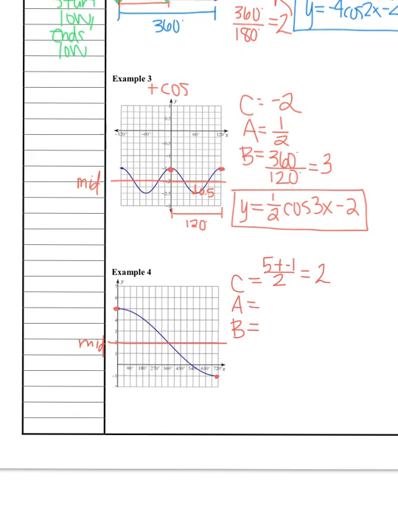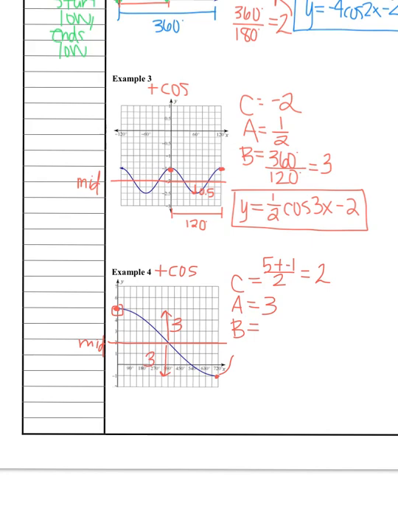Our amplitude is going to be the distance from our midline up to the max. So we've got 1, 2, 3. Going both ways, our amplitude is 3. And what kind of graph would this be? Well, let's see. It starts on the y-axis above the midline, dips down below, and then eventually is going to curve back up over here if it kept going. So it's a positive cosine because it started above the midline.